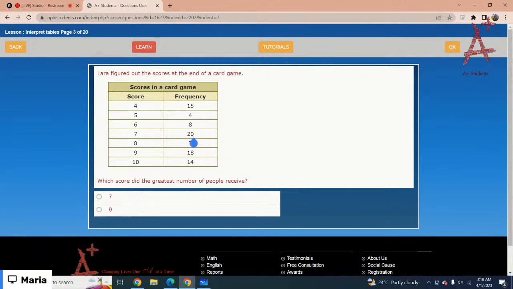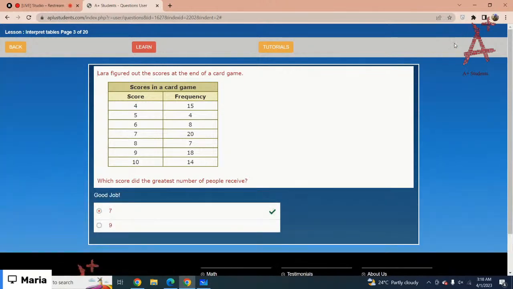Got it? And how many scored? 20 people scored. What is the score for the 20 people? Here you can see it is 7. Got it? That means 20 people scored 7. So the correct option is 7. Just select the correct option, then click on the OK button.